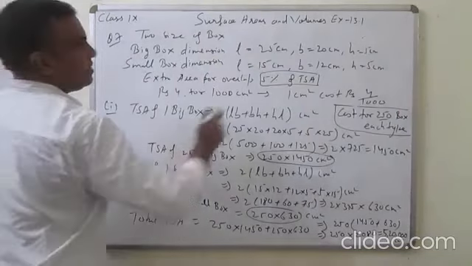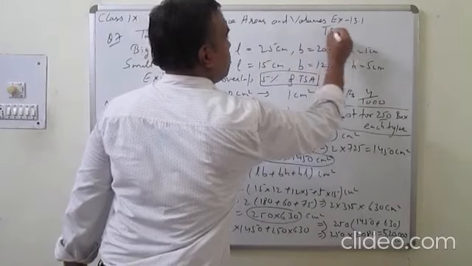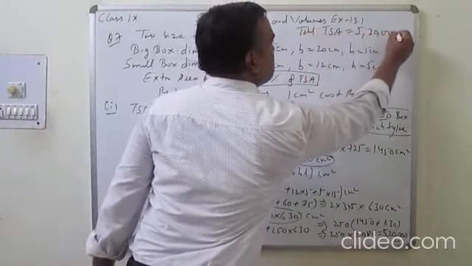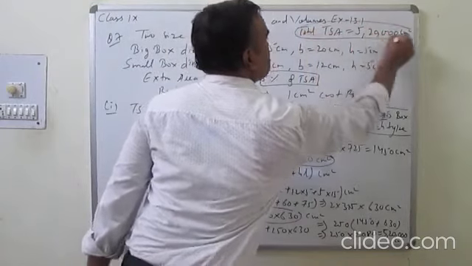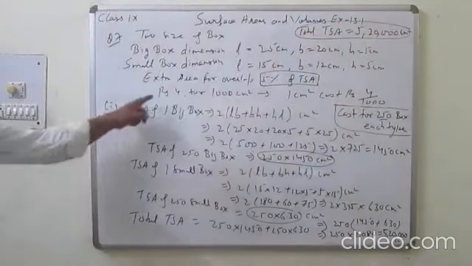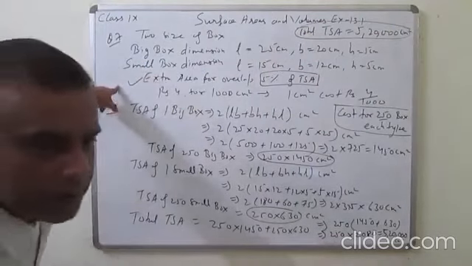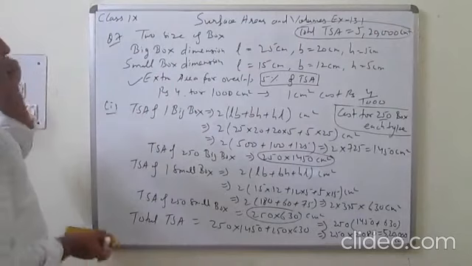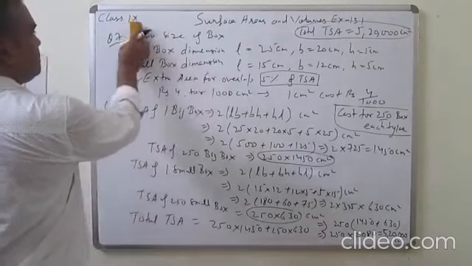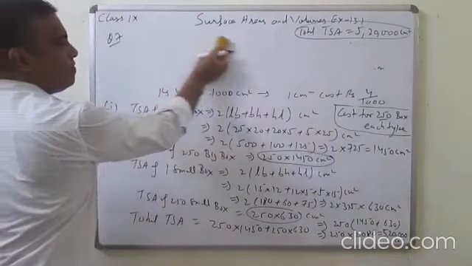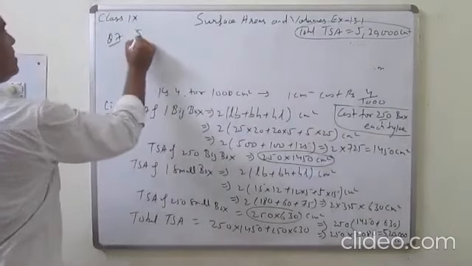Here I can write TSA of both. Total TSA came to 5,20,000 centimeter square. This is the total TSA. Now how much extra? Extra is 5%. So I will calculate it here. 5% is extra.